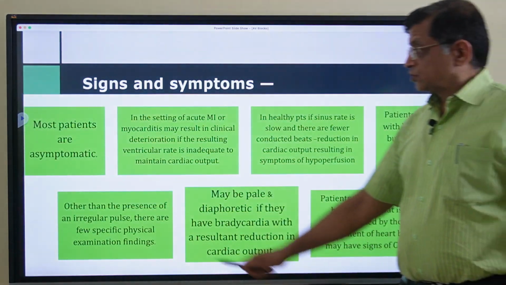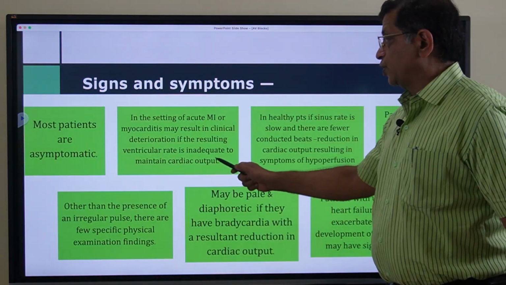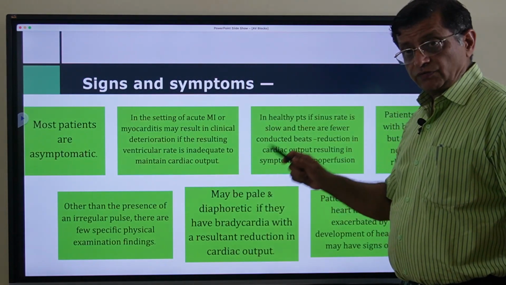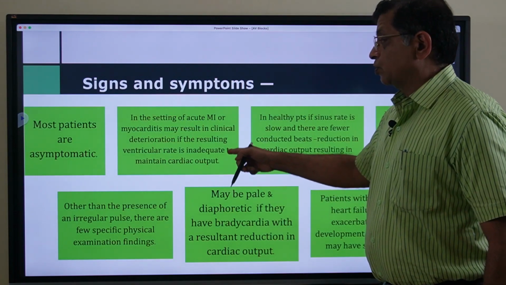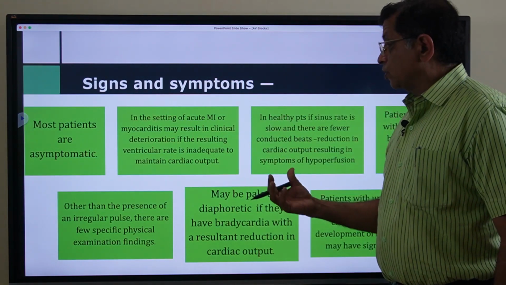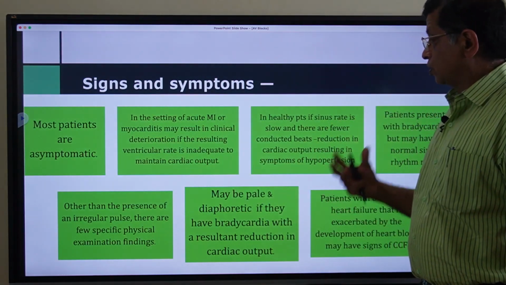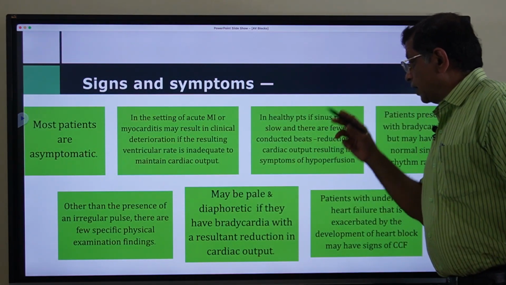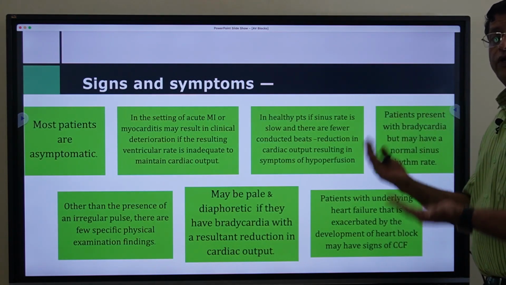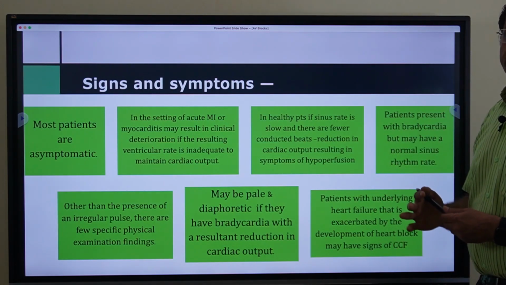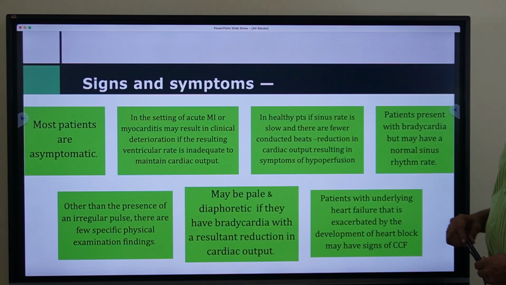Like we just discussed, most patients do not have any symptoms. In the setting of acute MI or myocarditis, if the patient develops Mobitz type 1 AV block, then there could be a decrease in ventricular output, cardiac output, causing symptoms of syncope or fainting. In a healthy patient, if the patient has bradycardia and on top of it the patient has Mobitz type 1 AV block, then the patient may have symptoms of hypoperfusion.